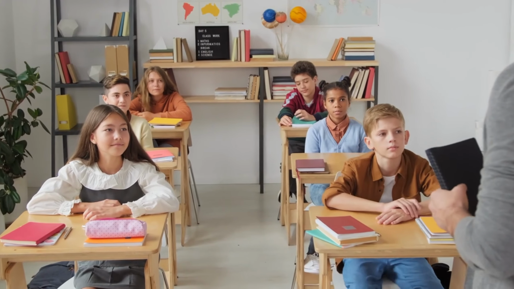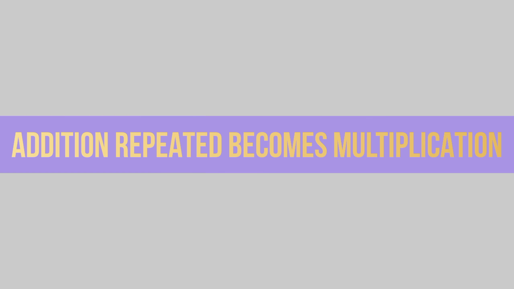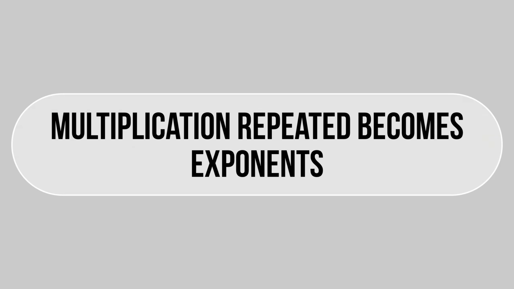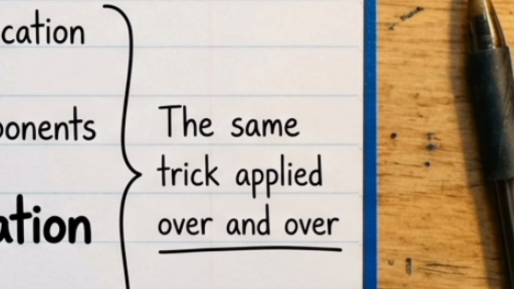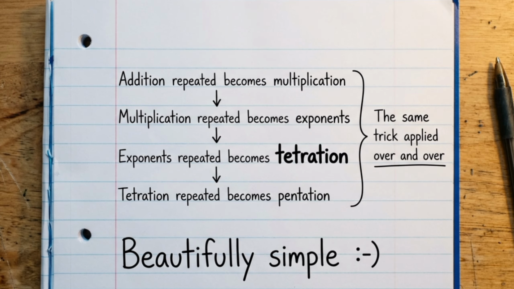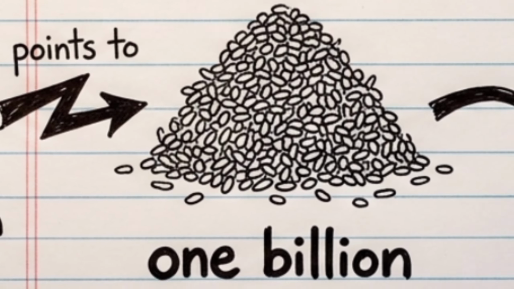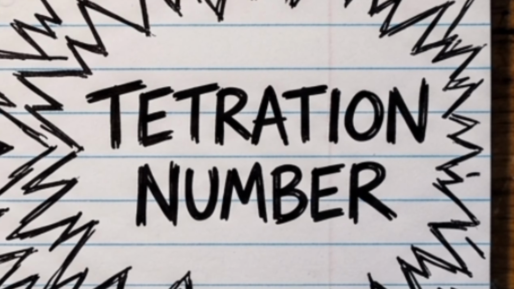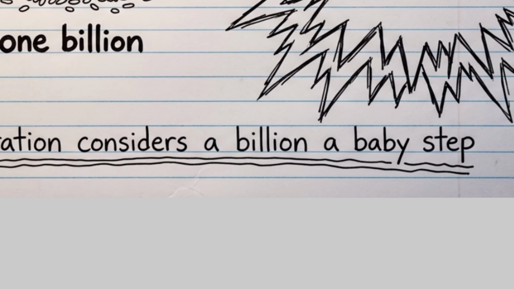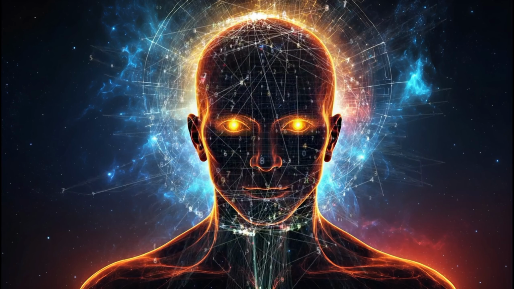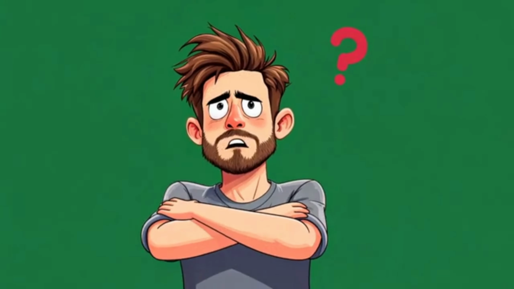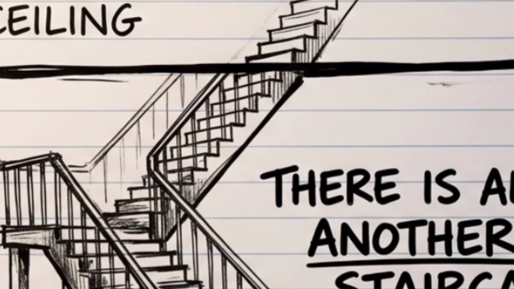But the core idea is beautifully simple. Addition repeated becomes multiplication. Multiplication repeated becomes exponents. Exponents repeated become tetration. The same trick, applied over and over, just at higher and higher levels. We started with 1 grain of rice and reached 1 billion by simply doubling. Tetration would look at that billion and consider it the tiniest baby step of something far beyond anything we can picture. And that is the beauty of mathematics. Every time you think you have reached the ceiling, there is always another staircase waiting.